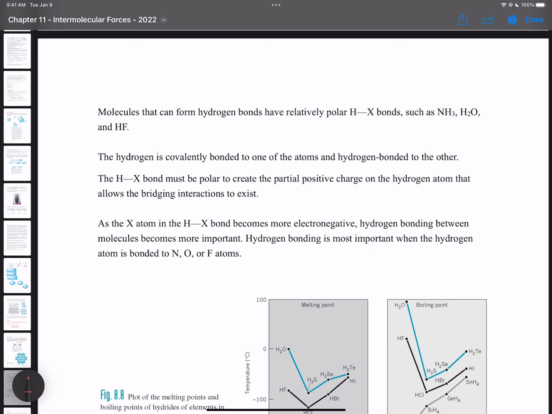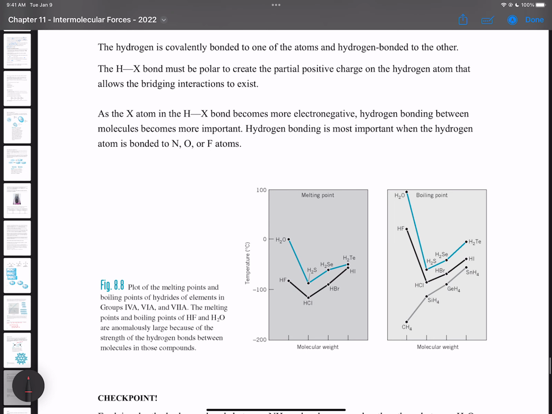As the X atom becomes more electronegative, hydrogen bonding becomes more important, okay? So this interaction is more important when X is N, O, or F. Let's look at this graph where we compare the boiling points and melting points due to hydrogen bonding interactions. You see here we have HF and H2O, and the melting point for H2O is very, very high, which is strange because it's the lowest molecular weight molecule out of all of them, except maybe for HF.